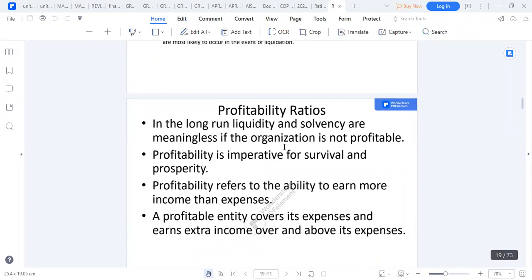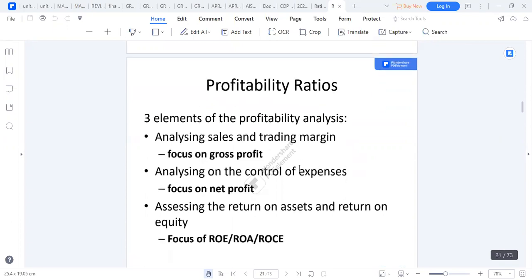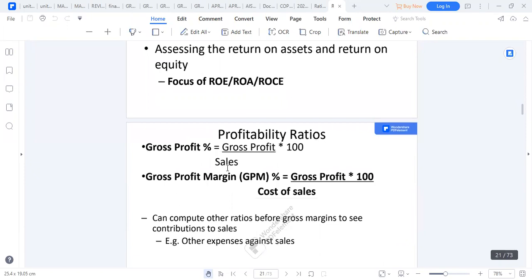So under profitability ratios, we must understand that in the long run, liquidity and solvency become meaningless if the company is not profitable. If you're not scoring, you don't show any profits, then we are not surviving as a firm. So profitability simply looks at whether we're able to earn more income than the expenses. We may have assets, yes, but we need to have a profit to run with. And so profitability ratios will look at the growth in terms of the gross profit, net profit, and the capital employed. So these are the formulas you focus on.